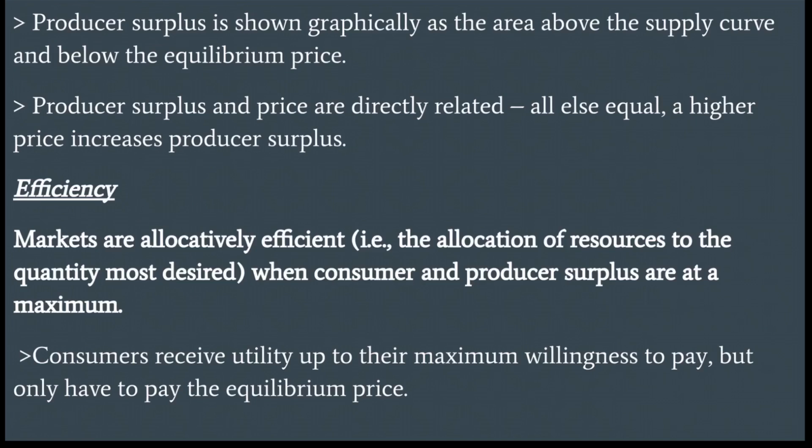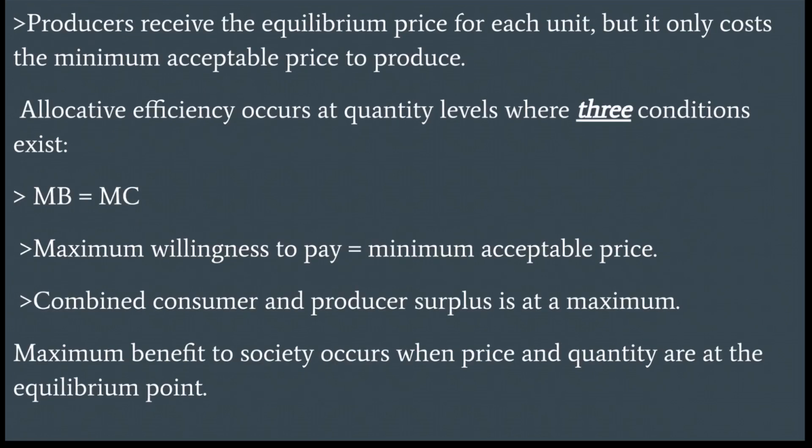Efficiency. Markets are allocatively efficient, that is, allocation of resources to the quantity most desired, when consumer and producer surplus are at a maximum. Consumers receive utility up to their maximum willingness to pay but only have to pay the equilibrium price. Producers receive the equilibrium price for each unit, but it only costs the minimum acceptable price to produce.